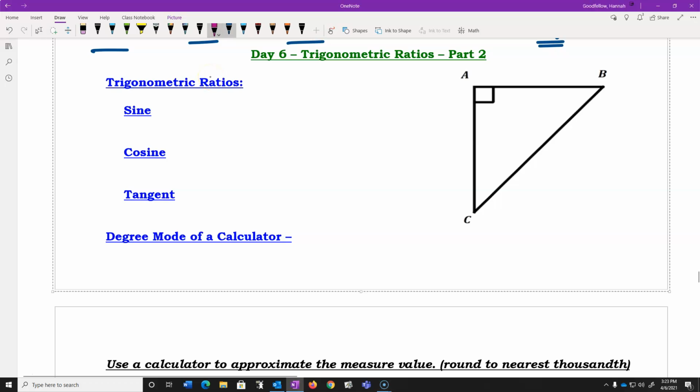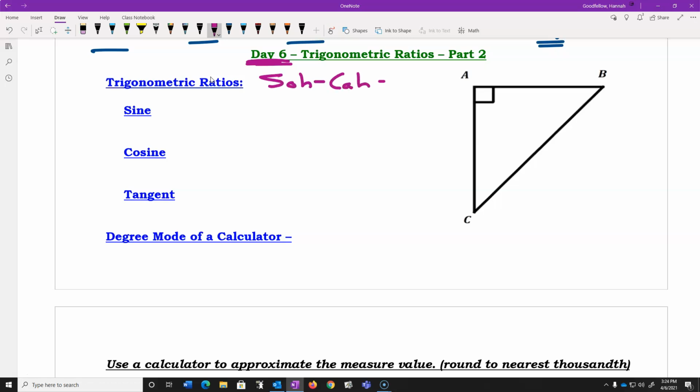All right, starting day number 6 now. Now we're going to talk about how we actually take those trig ratios that you just learned that came from SOHCAHTOA, and how we turn those into something we can actually get some numbers from to solve some triangles. The solving part of this is definitely going to involve using a calculator today.